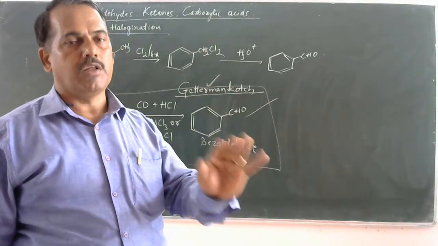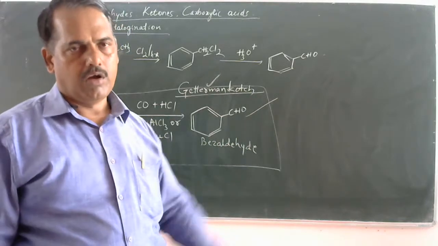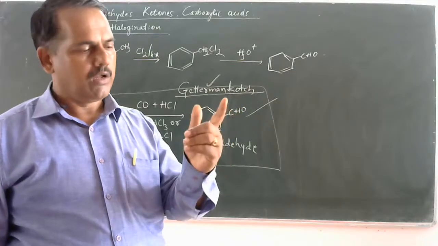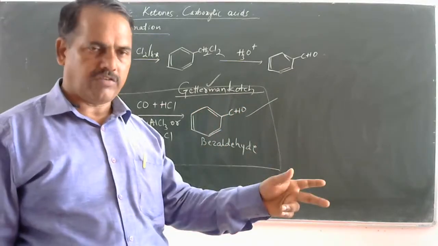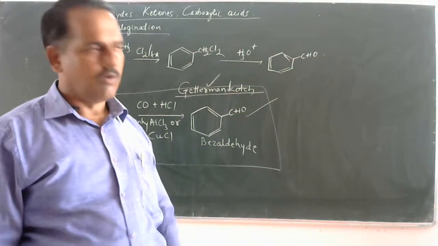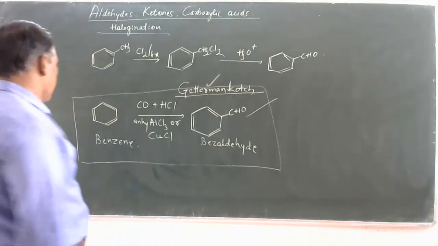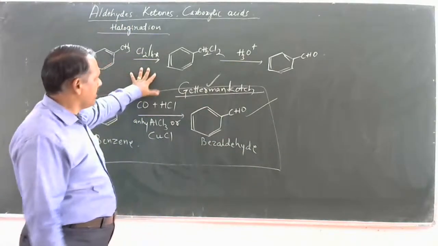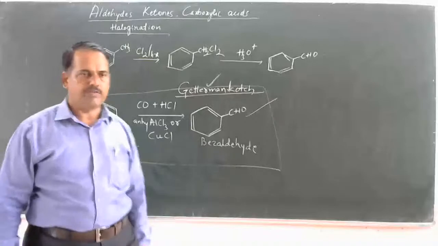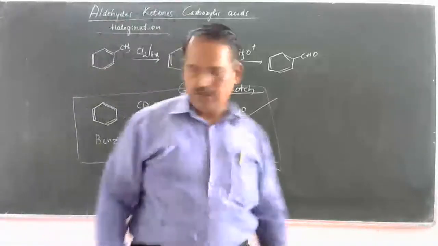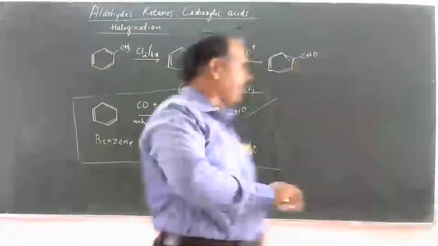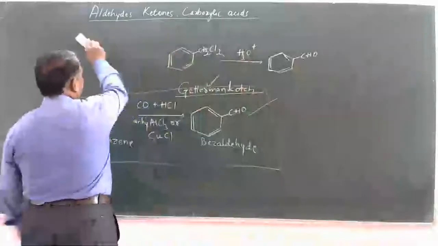The named reactions in the preparation of benzaldehyde are Rosenmund reduction, Stephen reduction, Etard reaction, and Gattermann-Koch reaction. Etard and Gattermann-Koch are oxidation reactions. Stephen and Rosenmund are reduction reactions. Are you clear? Okay, the preparation of benzaldehyde is completed. Then we shall go on to preparation of ketones. Ketones can be prepared by different methods. We shall study one by one.